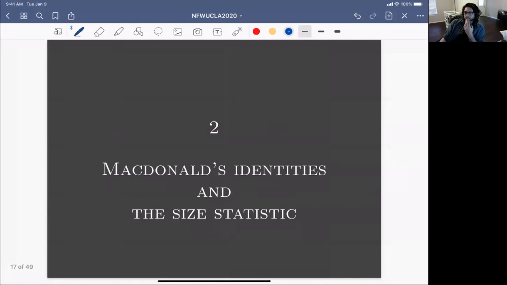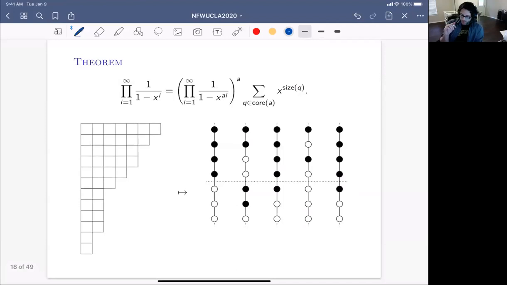So let's now do some history, and let's talk about Macdonald's denominator identities and why this is interesting and how this connects to our story. Okay. So here's a nice theorem. Let me tell you what this theorem is saying, and then I'll prove it to you. What I have on the left hand side here is of course the generating function for integer partitions, and it's a generating function by the number of boxes of what it's partitioning.